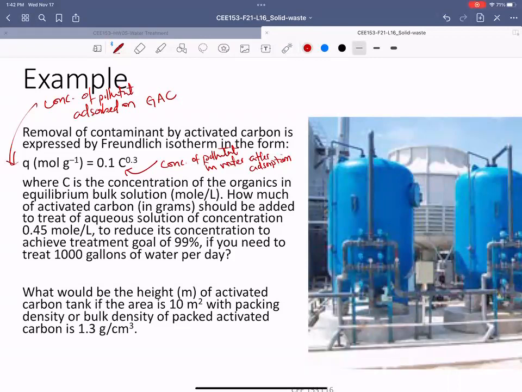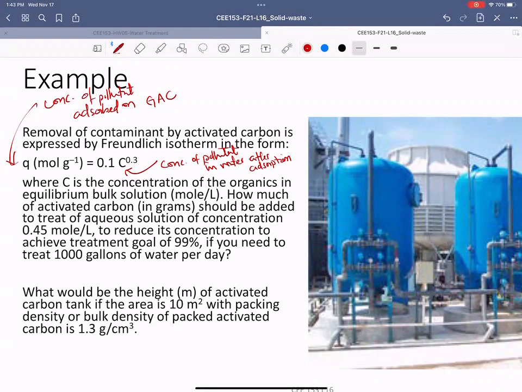So that means if you can use this equation, if you know what the effluent water quality is, what the concentration of pollutants after adsorption is, then you can predict how much pollutant is in the activated carbon. If you know the concentration of pollutant in the activated carbon, you can also calculate the amount of activated carbon you need to remove all the pollutants, because you know how much pollutant is coming in. So that's the whole thing about this problem.